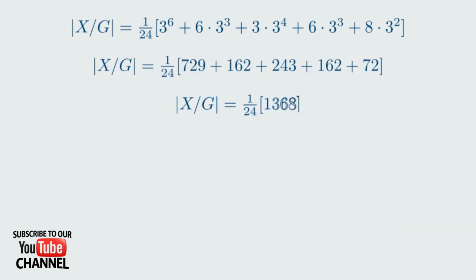We divide this by 24. The result is 57. This is our final answer. There are 57 distinct ways to color a cube using 3 colors, considering rotational symmetry.